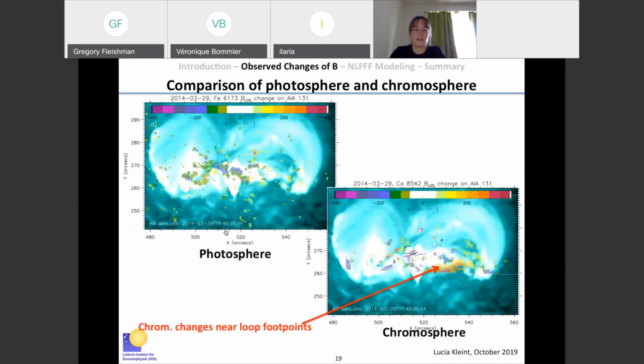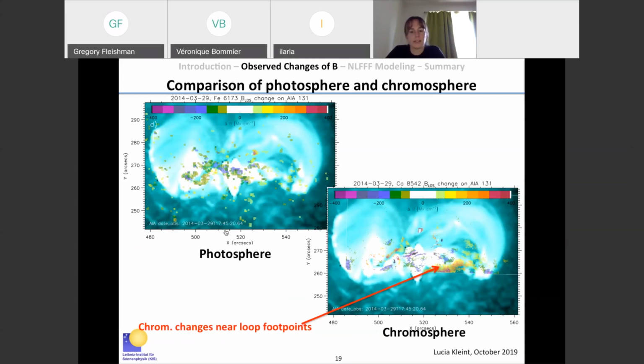We overplot the changes also on the AIA images, which show the coronal features during that flare. And if we look at the photospheric changes, they are definitely not correlated with anything in the corona. The footpoints are in a different spot, and the center of the flare is in a different spot than the changes. It seems that the photosphere does not know anything about the loops above it, at least in this case.